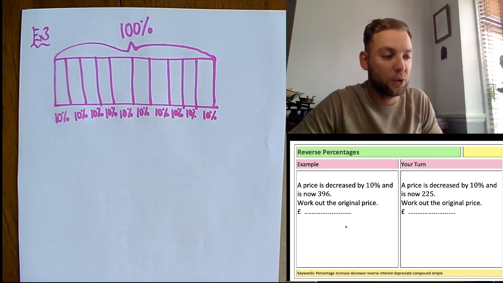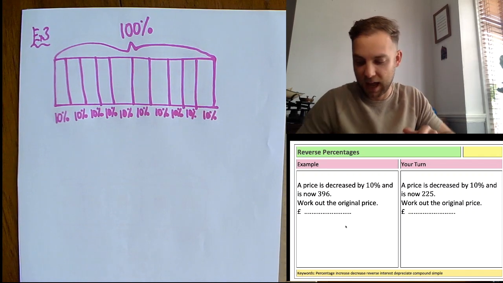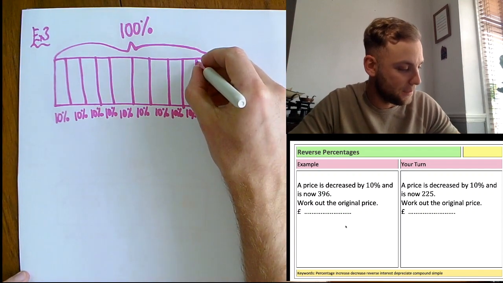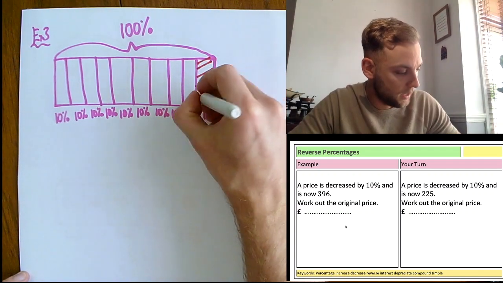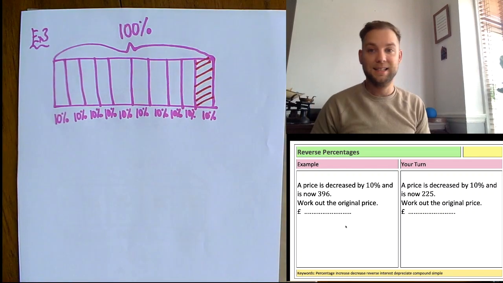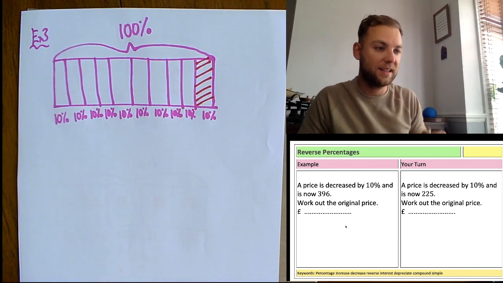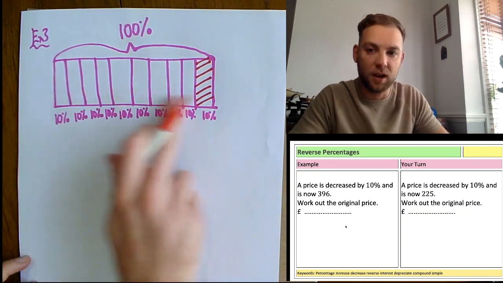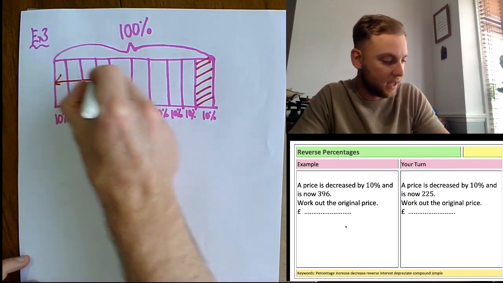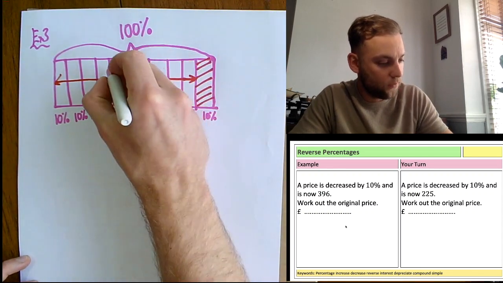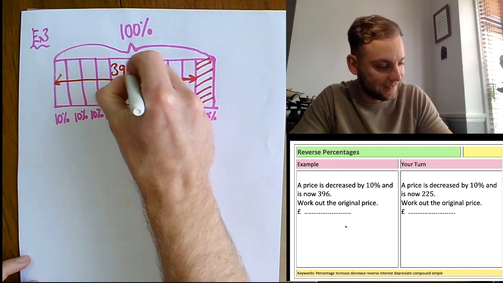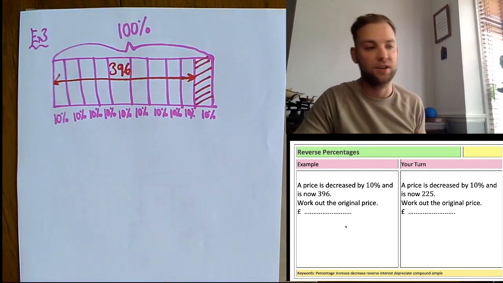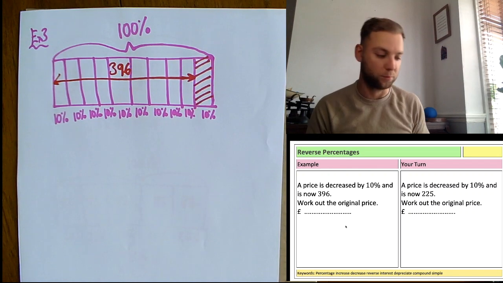So a price is decreased by 10%. Okay, so what we're saying here is this has been reduced by 10%. So I'm getting rid of this one here. And it's telling you that this is now worth 396. So what we're saying is that all of these together, so every single one of these here, is worth 396. Okay, so it's been reduced by 10% and it's worth 396. Work out the original price.